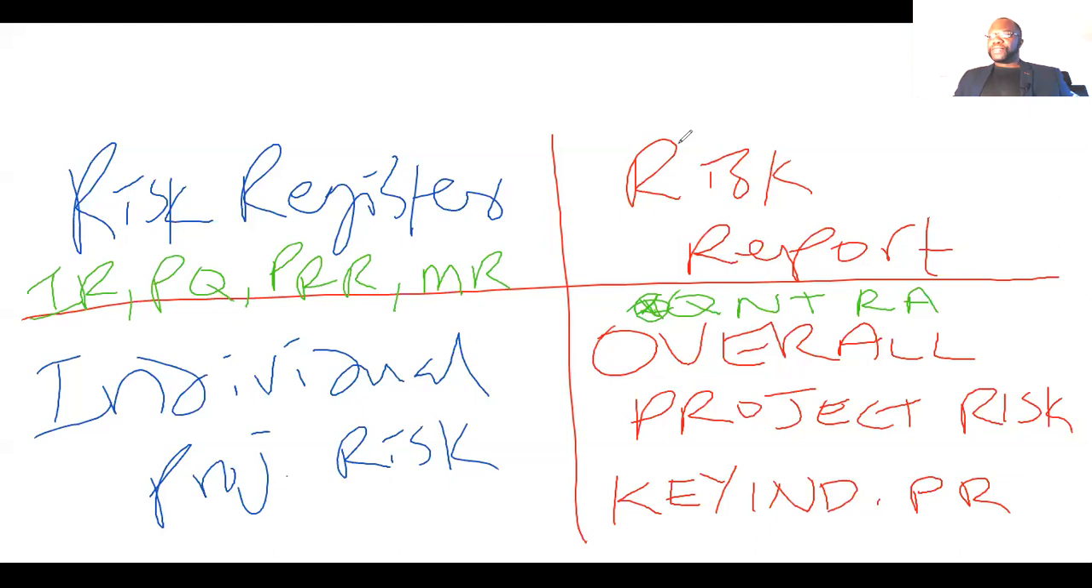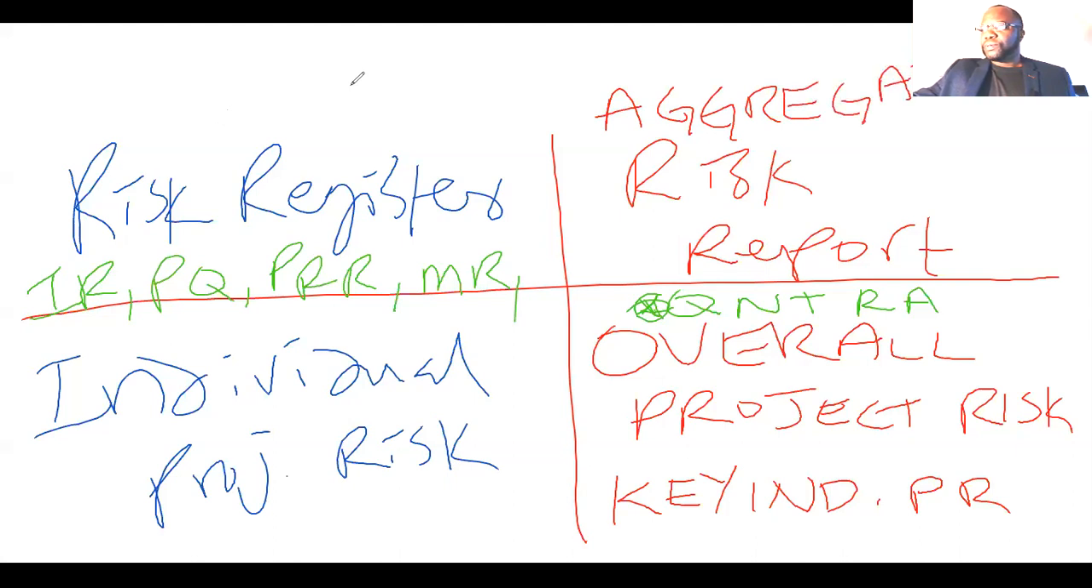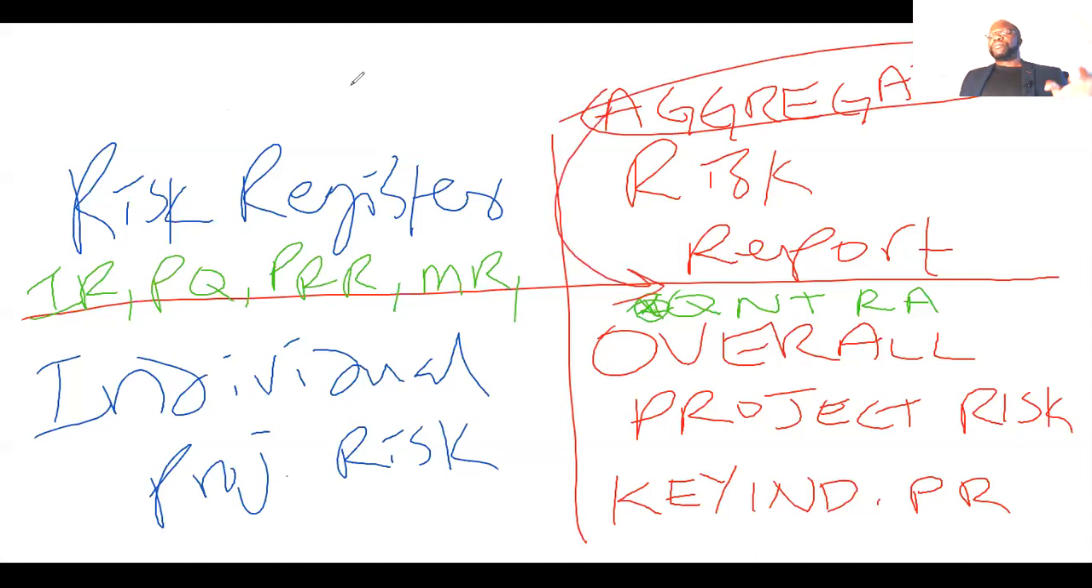There's a key word that distinguishes everything happening before quantitative versus quantitative. And I dare say that word is the word aggregate. Okay. Aggregate. When we're talking about quantitative risk analysis, it looks at the aggregate effect of risks on the project.